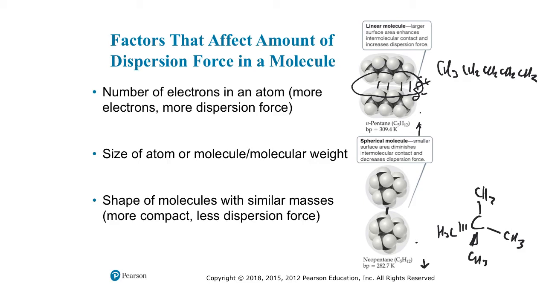So the number of electrons in an atom, more electrons, more dispersion force. The size of the atom or the shape of the molecule can play a role. If we were to compare pentane with hexane, so you add a carbon, the boiling point's going to go up. So if you compare C5H12 with the same type of structure as C6H14, the boiling point of the C6H14 will be higher than the boiling point of the C5H12. So the shape of the molecule then plays a role. The linear molecule has a greater boiling point than the more compact ball-shaped molecule like neopentane.